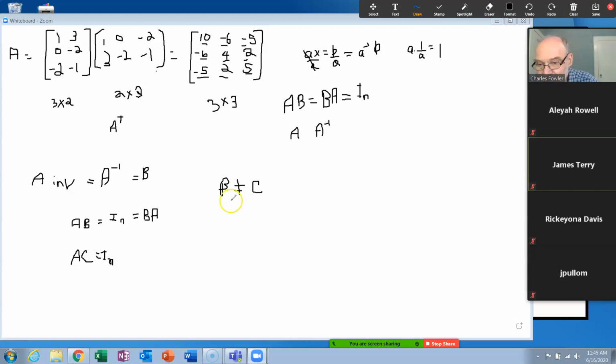Okay. All right. So let's say there is some other matrix not equal to B that also is the inverse of A. Well, then this would imply that C times A is that same matrix I sub n. Okay, now, how you go about proving this is, let's start with this first thing that we have, that A times B is equal to B times A. Okay.